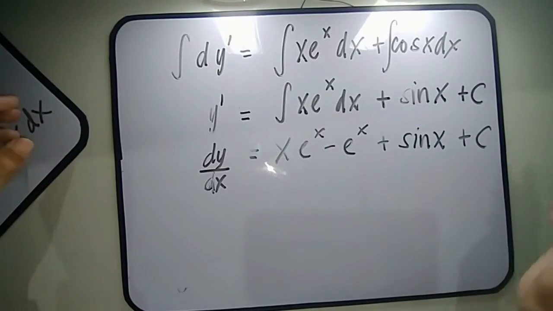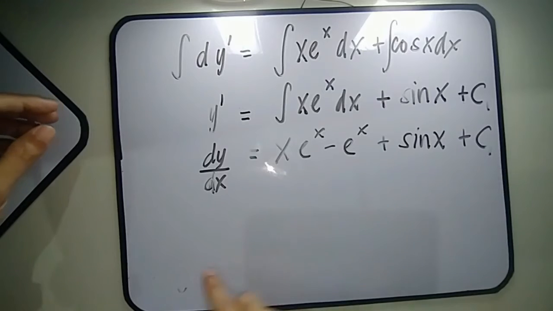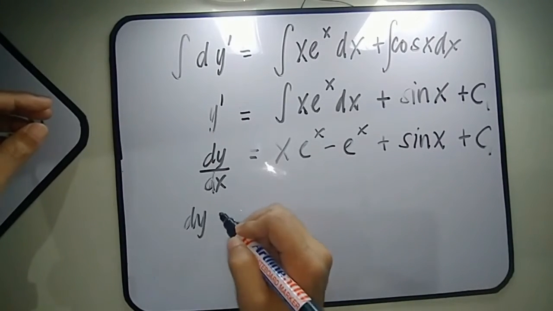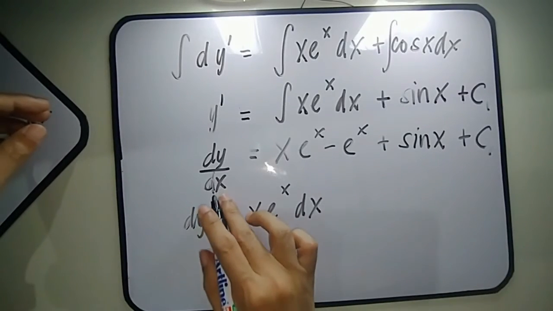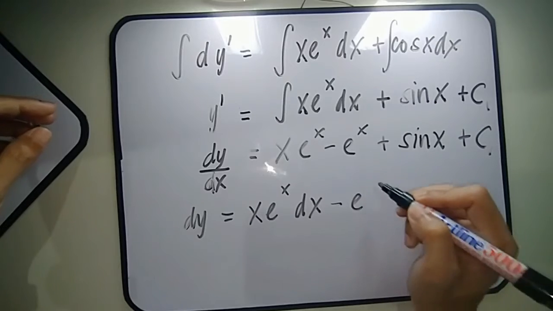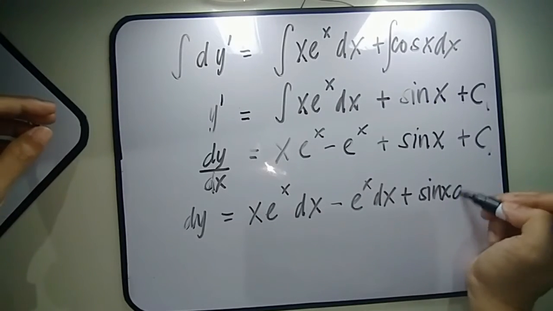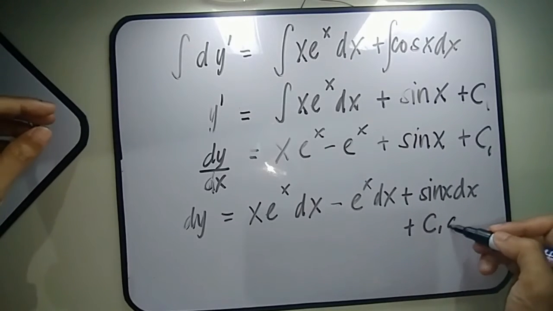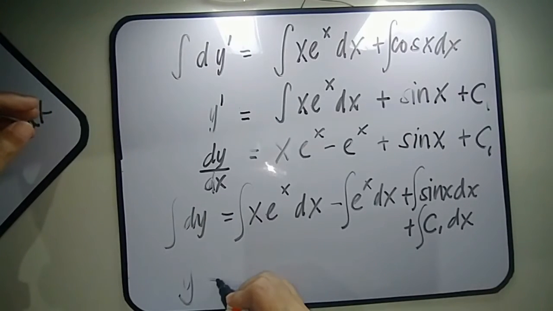Let's say here this is c1. Since we integrate twice because we have y double prime, it means that we have two constants here. So the differential of y equals x e raised to x dx, multiplying dx on both sides, minus e raised to x dx plus sin x dx plus c1 dx. Now we integrate this on both sides. So we have here y equals.